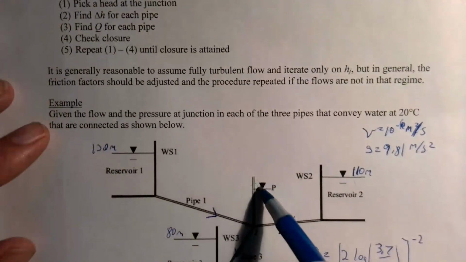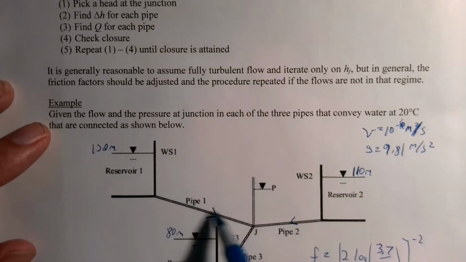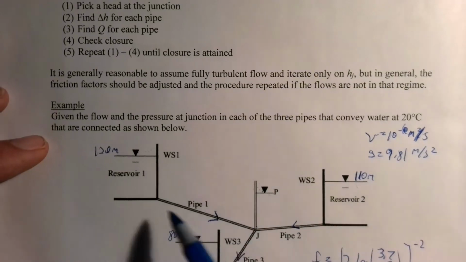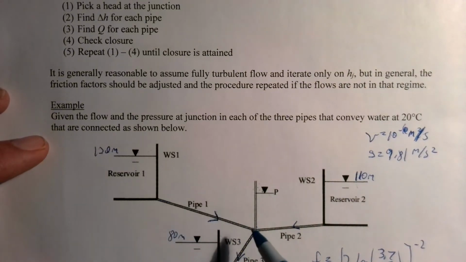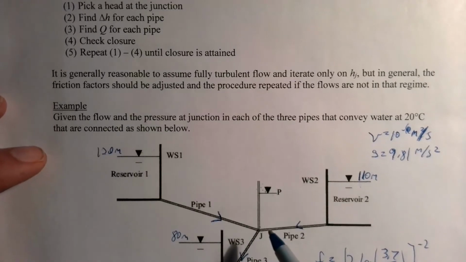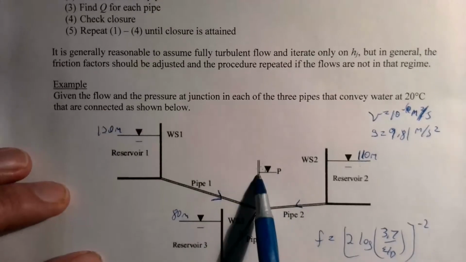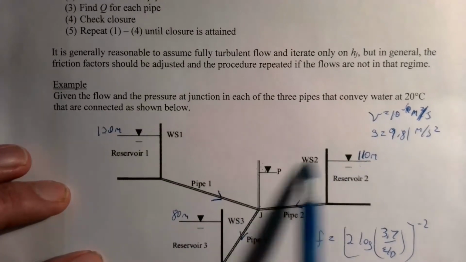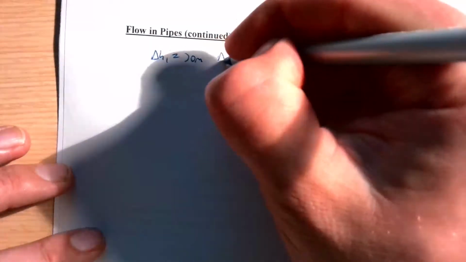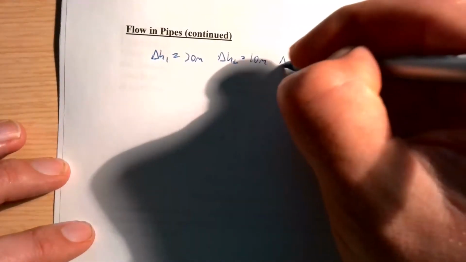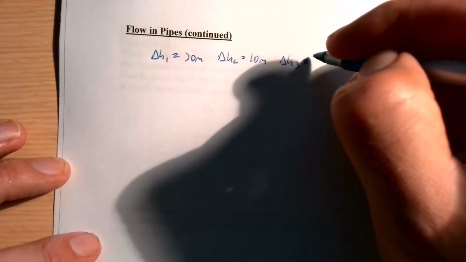20 meters. If I assume this is 100, then the difference across this pipe, remember, head is at a point, like a state variable. Head loss happens across a distance. It's related to the pipes. This is an important key idea to keep in mind conceptually. So this is 100, head loss is 20 here, 10 here, and then 20 here. Delta H1 is 20, delta H2 is 10, and delta H3 is 20.